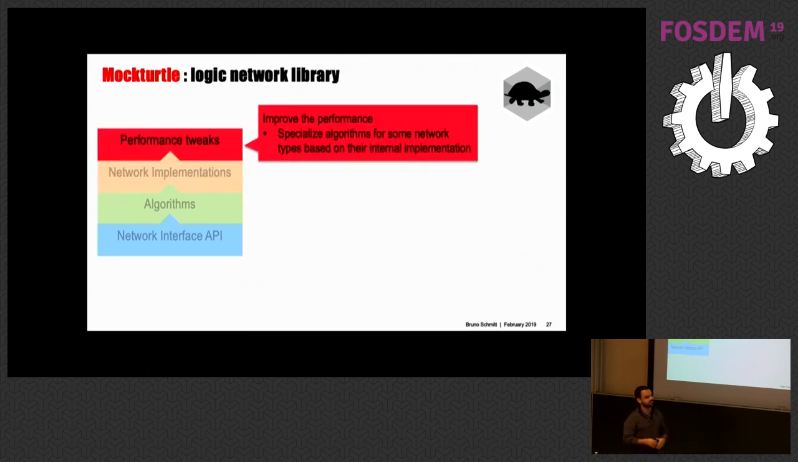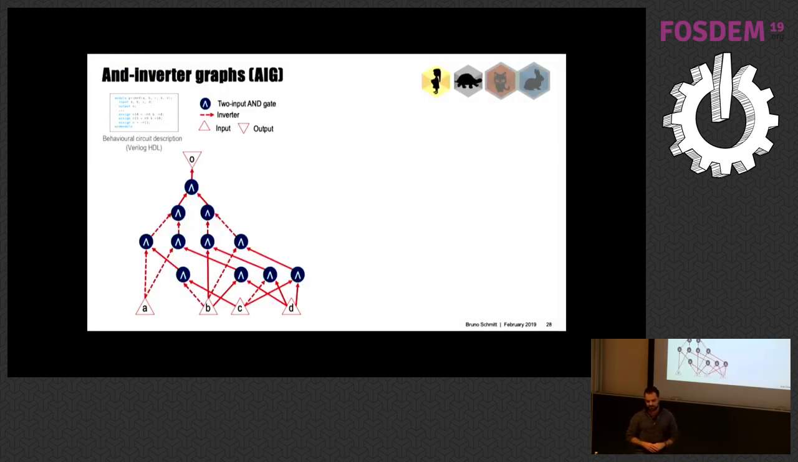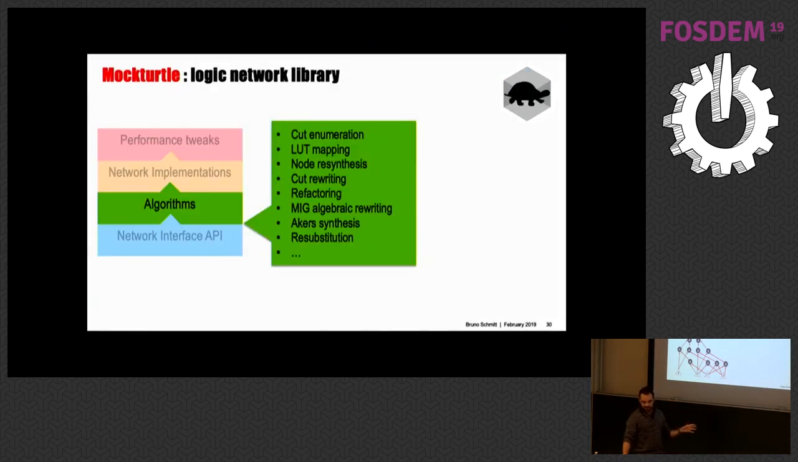Lastly, we have this layer for performance tweaks, where you can specialize some algorithms to work better in some networks. I will not go into details of this, and I'm not even sure if we are using this right now. So, okay, we have our and-inverter graph, and now what we want to do is map it.